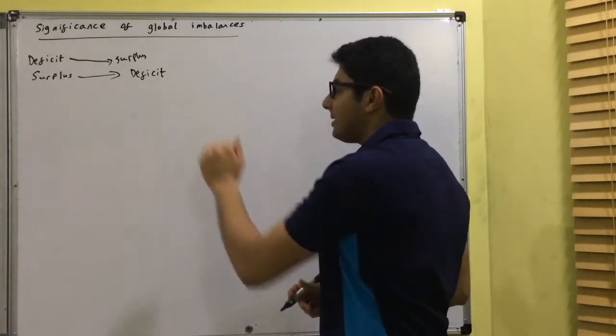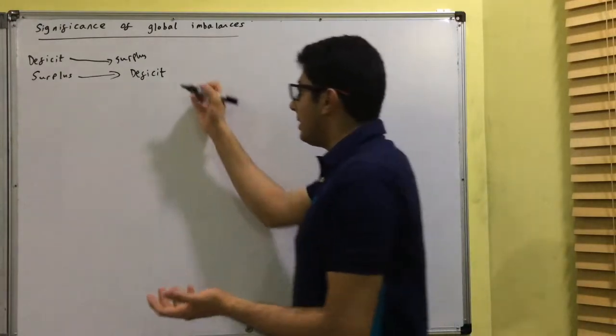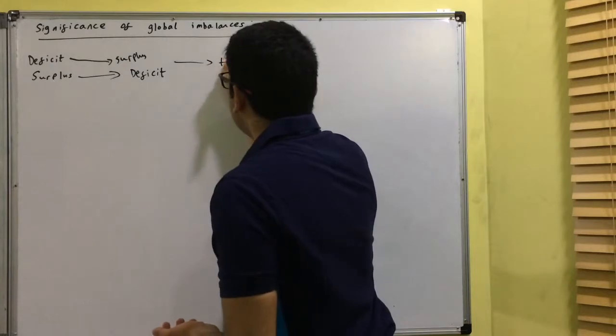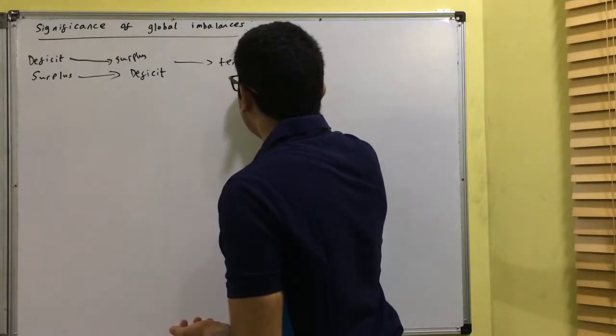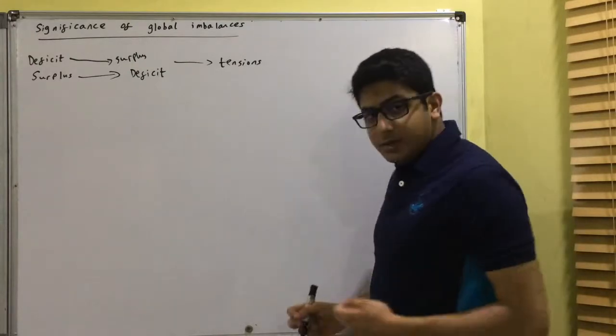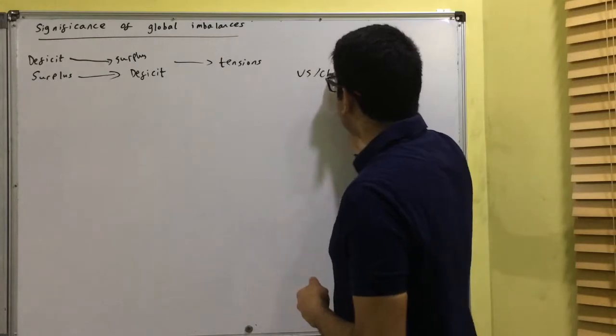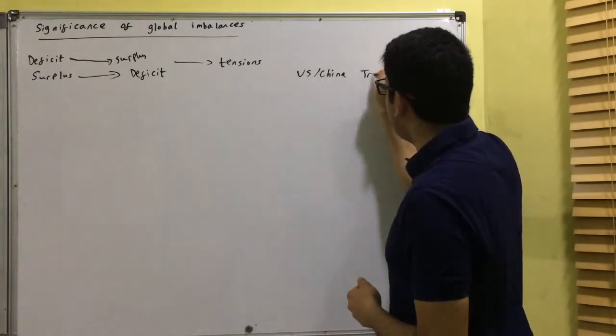Okay, so what this does is you have a country with a surplus, a country with a deficit. That creates tensions. International tensions. You know any examples of this? The US-China trade war.